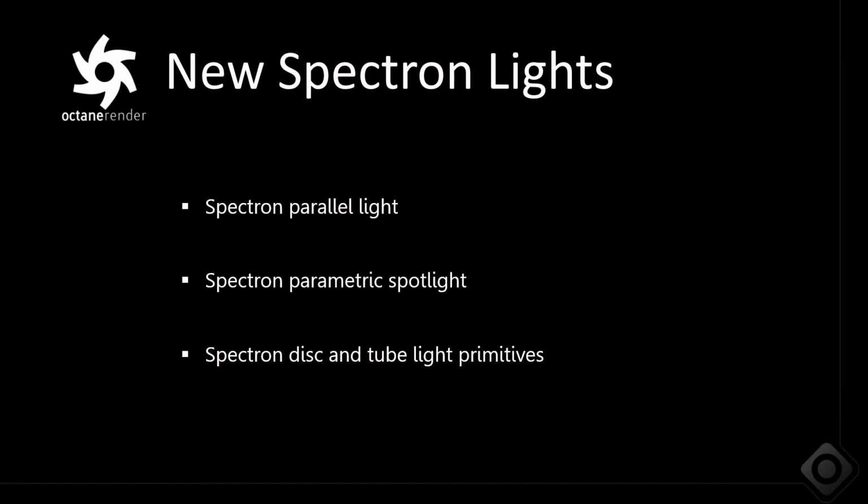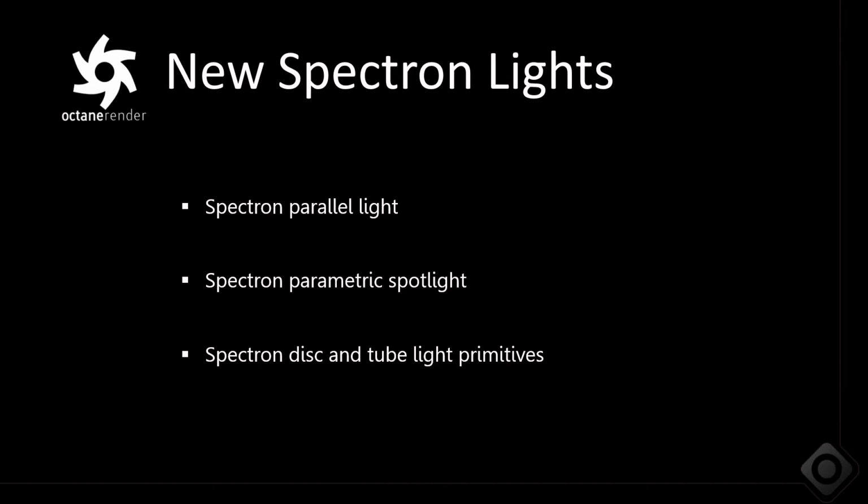Spectron is getting a bunch of new light primitives as well. A lot of these will also sort of follow the standard lights that Arnold's been using for a while. Already Spectron does all those things for the lights it supports, but there's more that we want to add and make that sort of a standard thing, especially for scene conversion being an important factor for us. So Spectron parallel lights and a Spectron parametric spotlight will be added. This will be a little different than the volumetric spotlight we have now. And we're adding disk and tube light primitives as well.